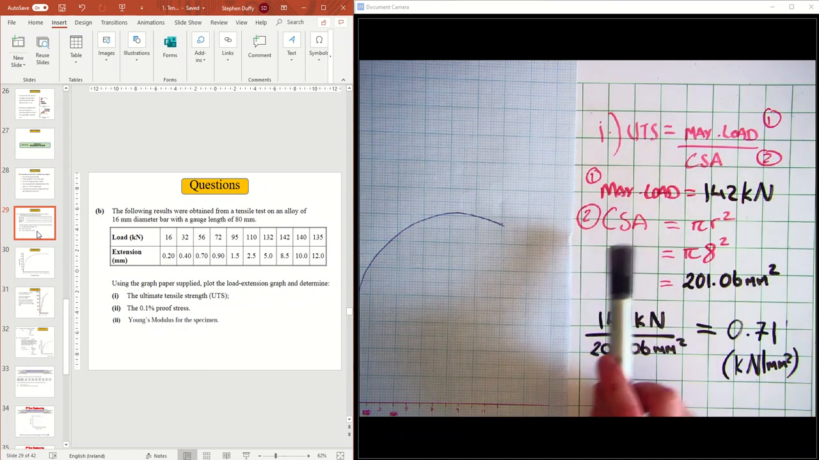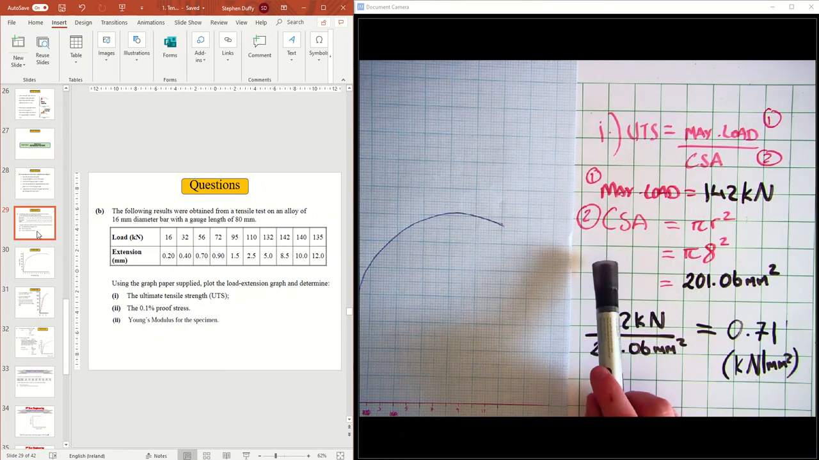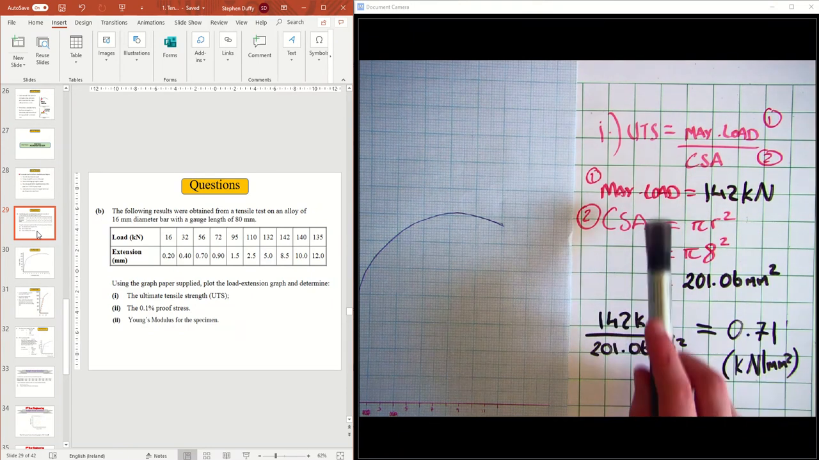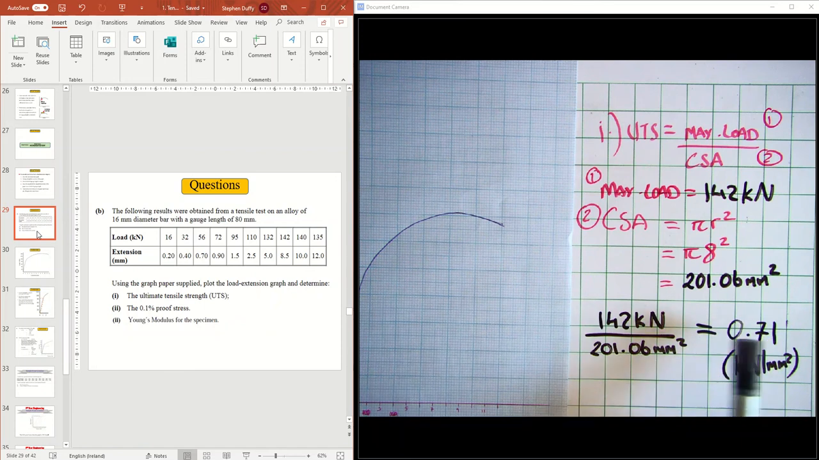And the cross-sectional area in this case, the area was for a round bar diameter, so we know the cross-sectional area of a circle is pi r squared. Plug it all in, and this is what we get back from our calculations. Okay, so that's part 1 of the question done.